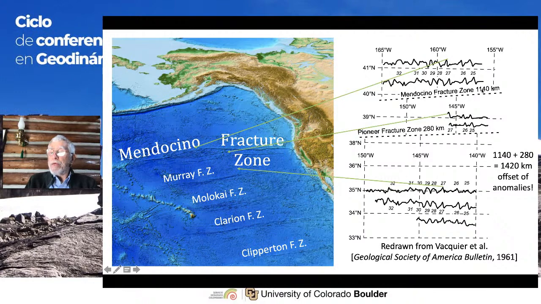But these are 1,140 kilometers apart. And then you go south of that into this space in here. And again, anomaly 25, 26, 27, 28, 29, 30, 31. You see that again, displaced another 280 kilometers. This is a huge displacement and completely consistent with the idea that the fracture zones were strike slip faults. I mean, this is kind of inescapable.